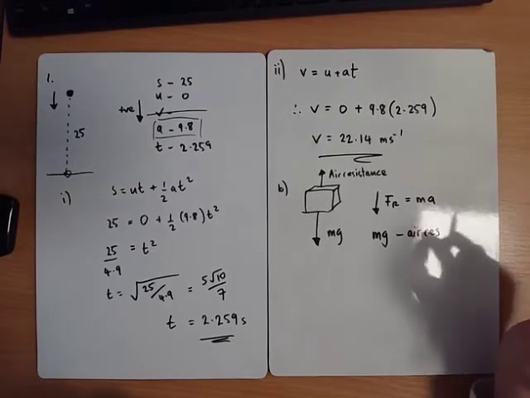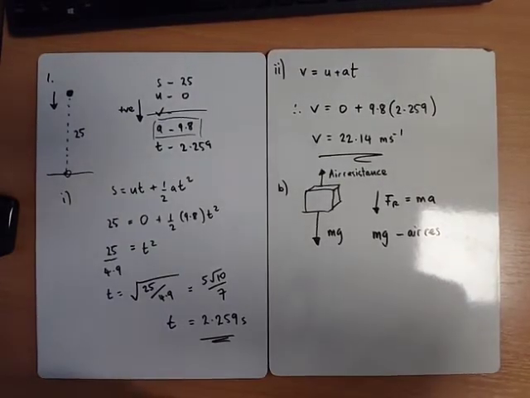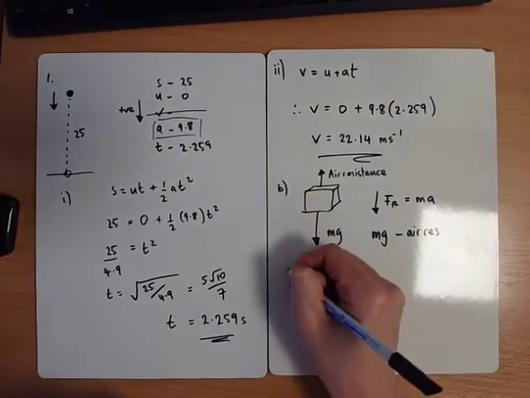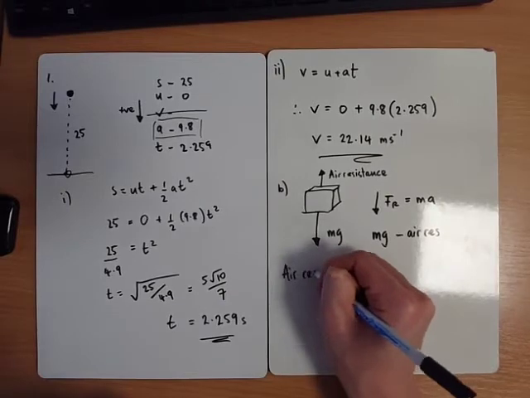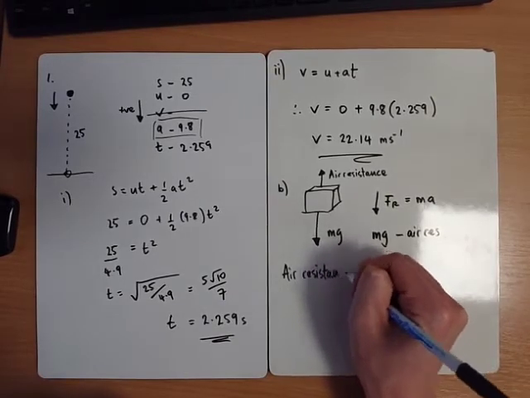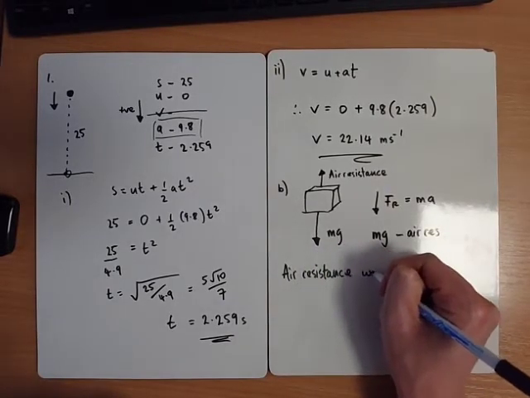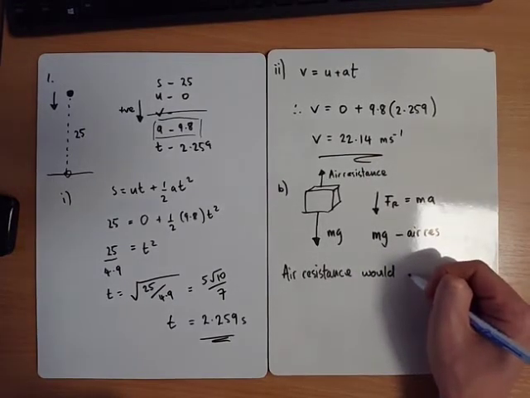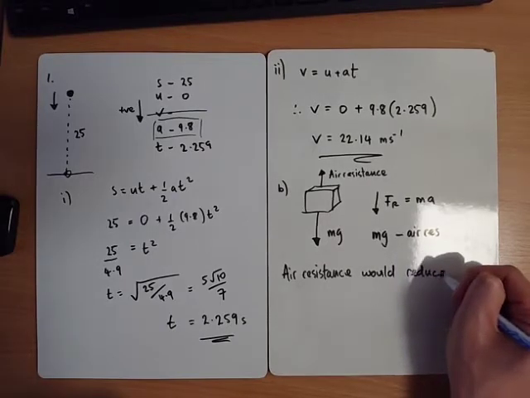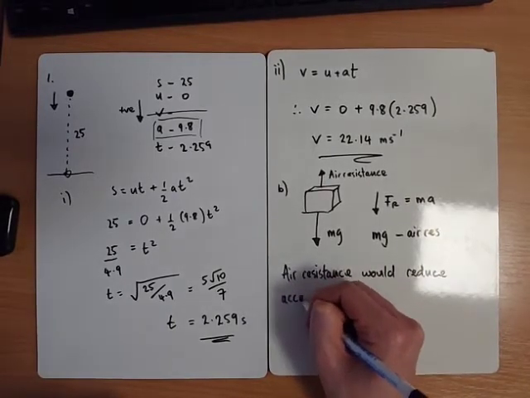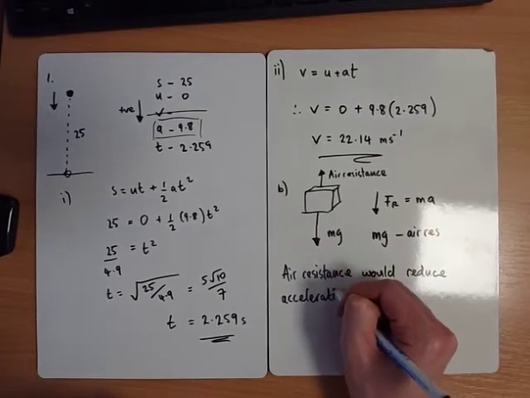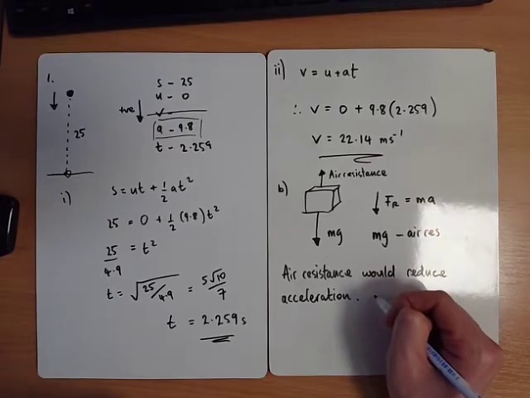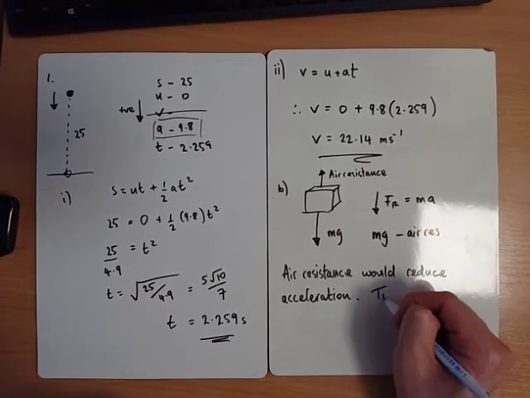Okay, let's think about the way that we can write that, what we've discussed, to give us those 2 marks. So we can say air resistance would reduce the acceleration, okay, and then we could say time taken would be longer.